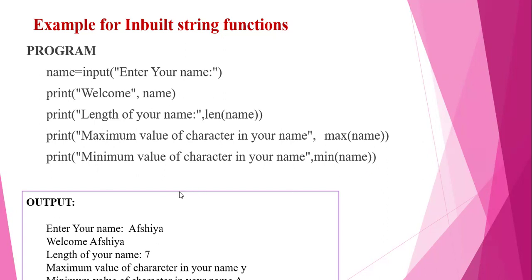So the output we get here is enter your name, means the user will enter any name. Here I have entered AFSHIYA. Then welcome, name AFSHIYA. Length of your name. The length of the string is here 7, and the maximum value of character in this particular string is y, and minimum value of character is a.